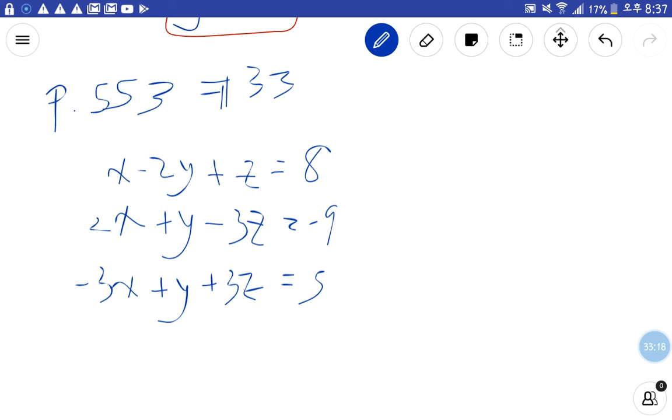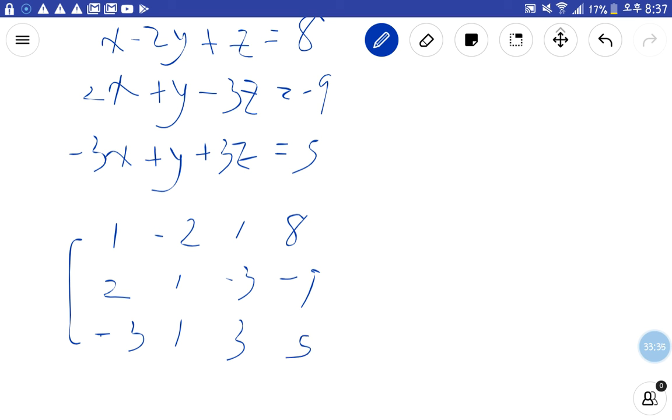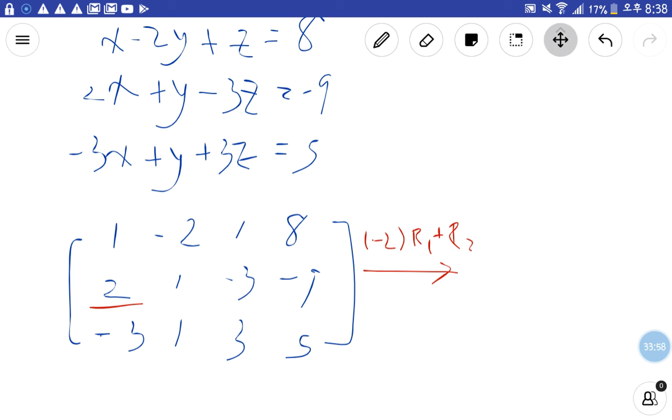Okay. So now my first step is to write it down in augmented form, which is 1, -2, 1, 8; 2, 1, -3, -9; -3, 1, 3, 5. Okay, now what? As we did already, I want to get rid of my 2 here. So I'm going to do -2 times R1, and I'm going to add it to R2, which is my second row.